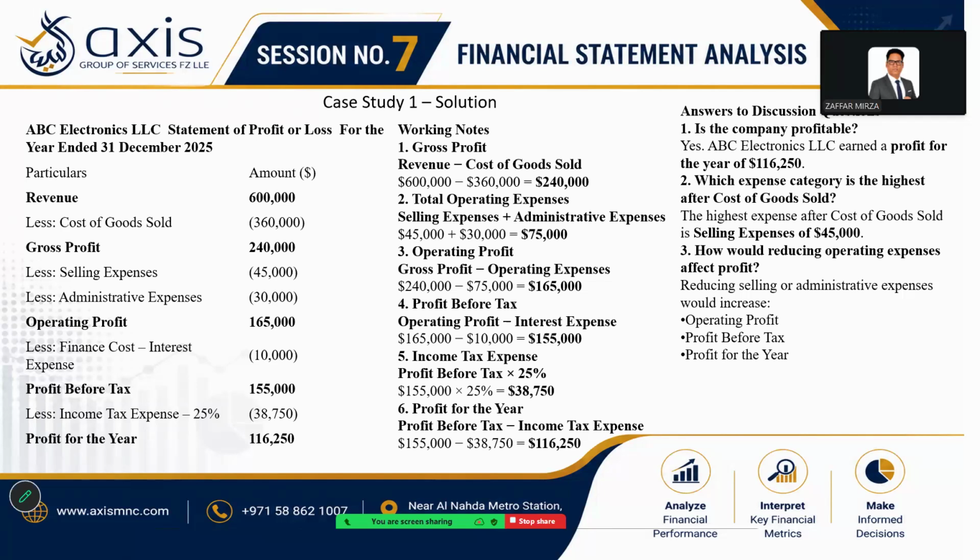Third one, how would reducing the operating expenses affect the profit? Reducing selling and administration expenses will increase operating profit, profit before tax, and profit for the year. Right? Imamuddin, you got the right answer. Which expense is classified as a finance cost under IFRS? Interest expense of 10,000 is classified as a finance cost.